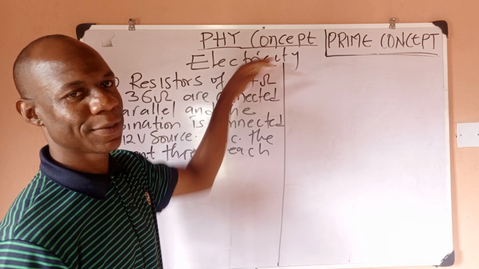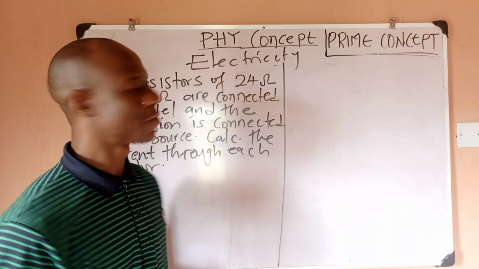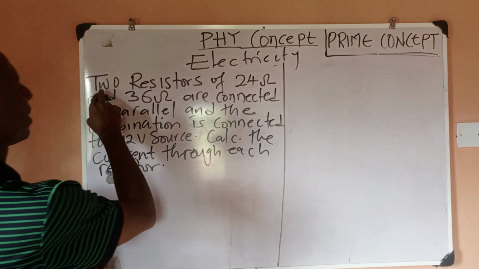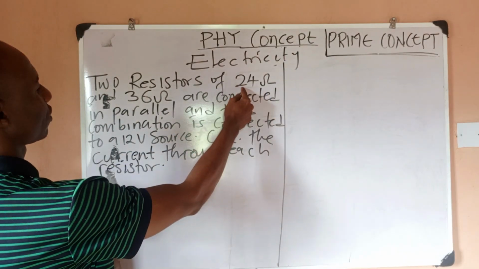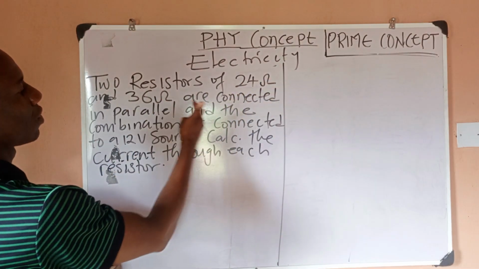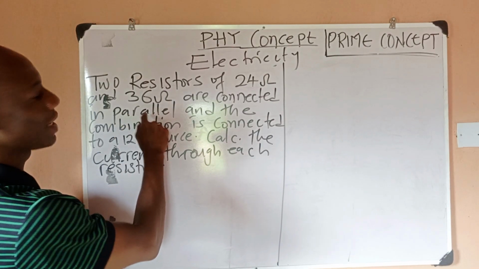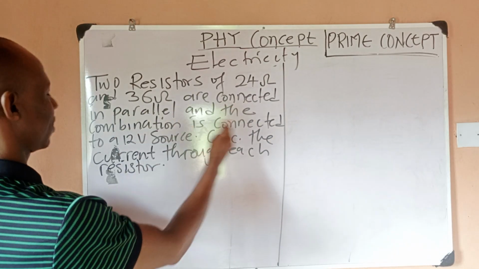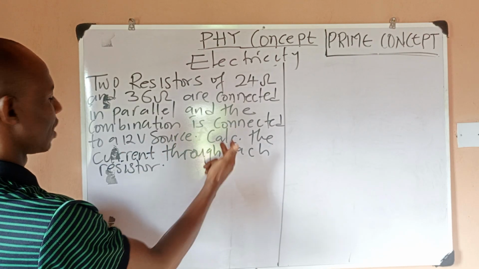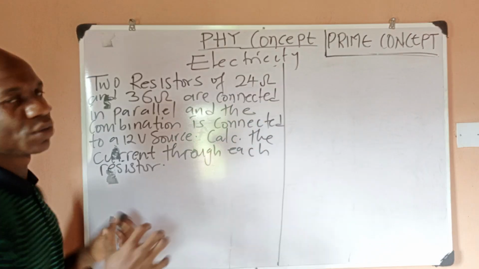Still on electricity, we have an example to solve. Now we have the problem on the board. They said two resistors of values 24 ohms and 36 ohms are connected in parallel. Take note of the arrangement, parallel arrangement. And the combination is connected to a 12 volt source. Calculate the current through each resistor.